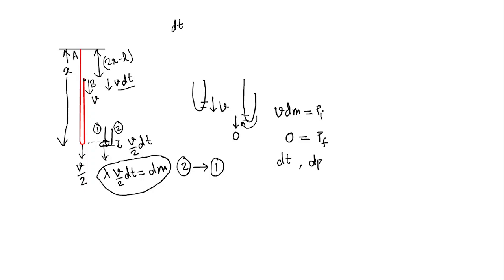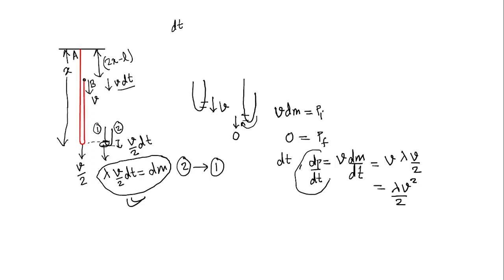So the change in momentum, delta p upon dt, is V dm upon dt. You see here we have mentioned dm is lambda V by 2 dt. So you can write V times dm upon dt as lambda V by 2 times V, which is lambda V square by 2. So this is dp by dt. That means this is the force F which we were discussing at this point A.